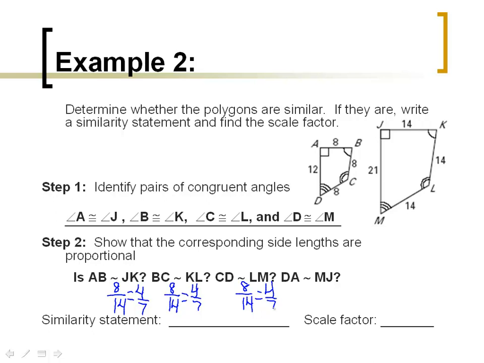The distance from D to A is 12, and the distance from M to J is 21. Those both have 3 as factors, so 12 divided by 3 is 4. 21 divided by 3 is 7. So they do all reduce to the same thing, and as we just said, that would be our scale factor. So our similarity statement would look like this: ABCD is similar to JKLM, and our scale factor we just found, it's 4/7.